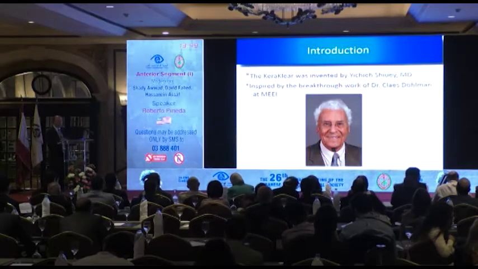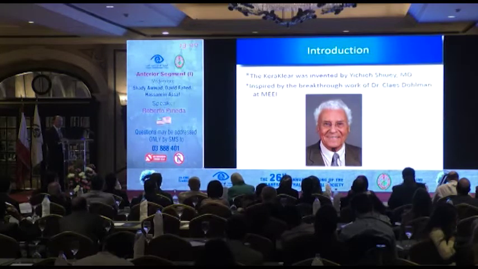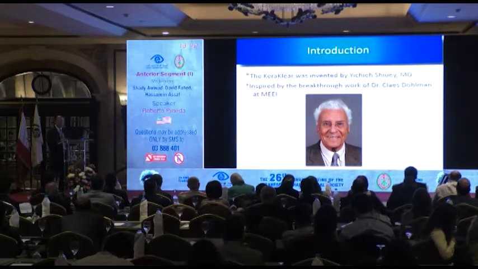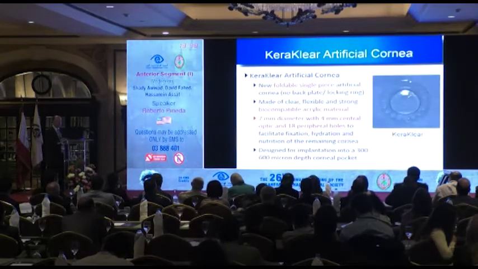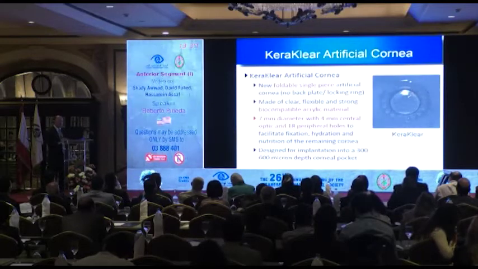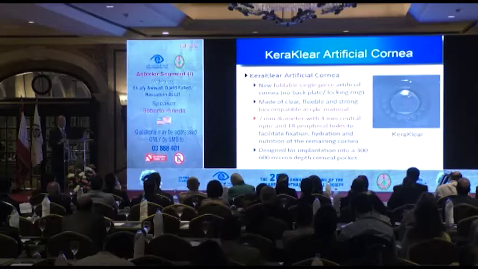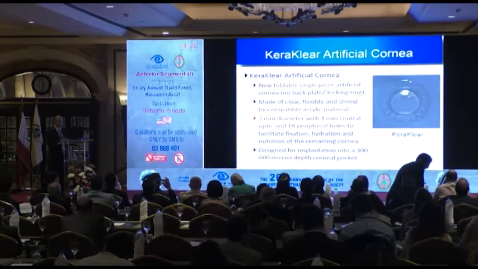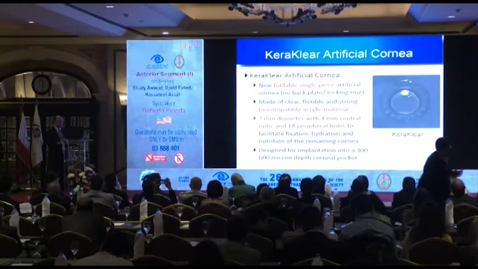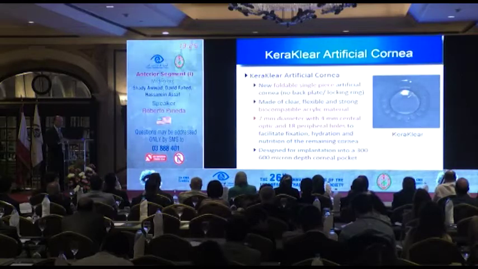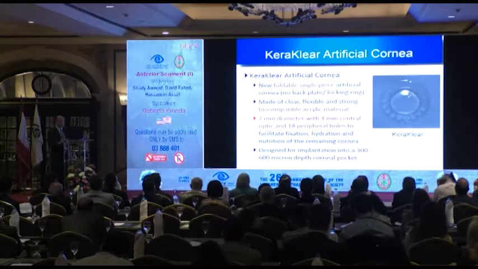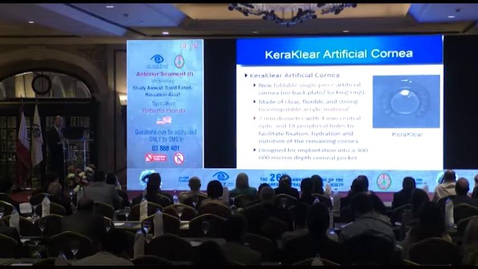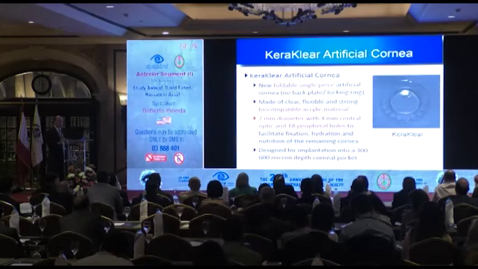The Caraclear device was basically invented by E.J. Shui. He's a cornea specialist who trained at Mass Eye and Ear and was inspired by Dr. Dolman's work for the Boston keratoprosthesis. This device is a single, foldable, single-piece artificial cornea. It has no backplate, no locking ring. It's made of a biocompatible acrylic material, which is 7 millimeters in diameter and has a central 4 millimeter optic with 18 peripheral holes, as shown in the figure here, which are used to fixate, hydrate, and provide nutrients to the remaining cornea. And it comes in different depths, designed to be placed in either a 300 or 600 micron depth pocket.